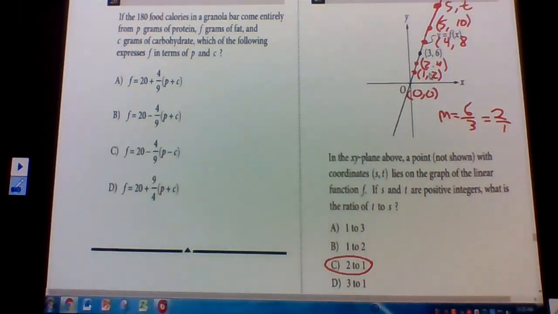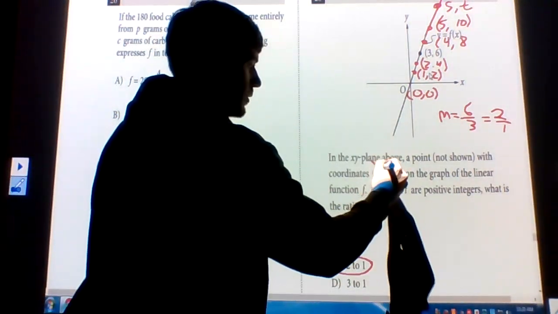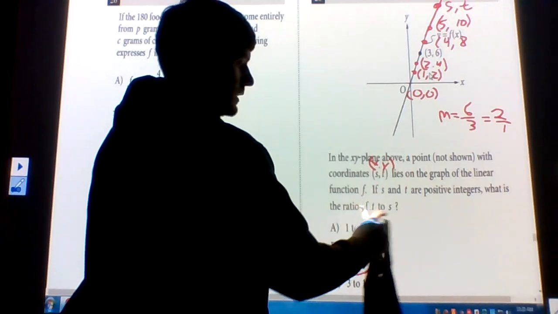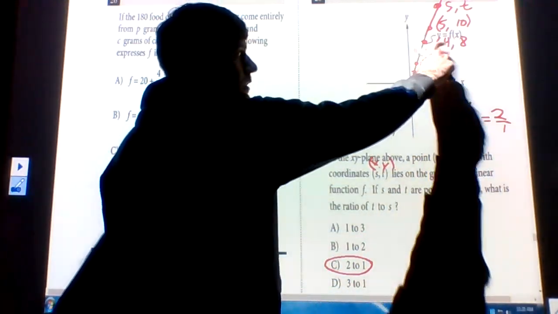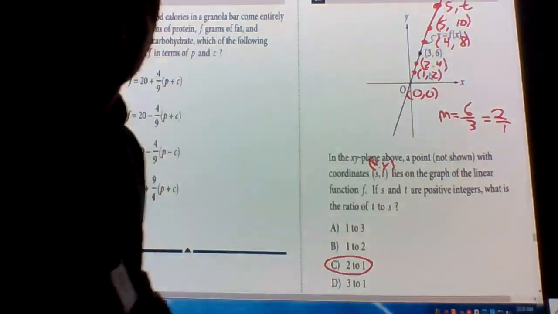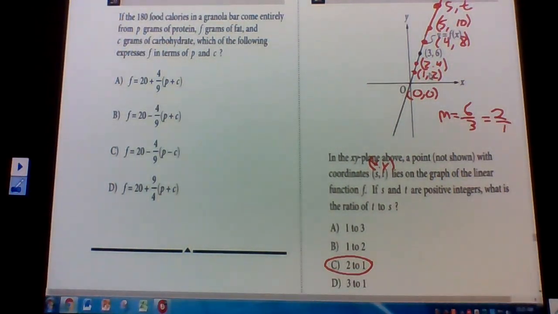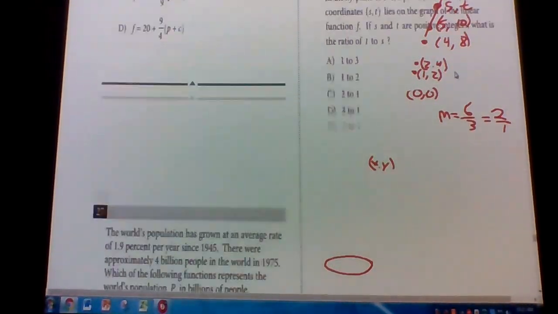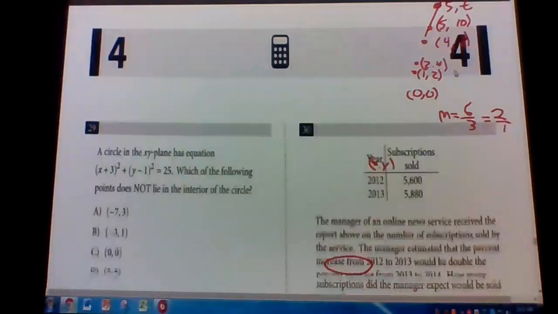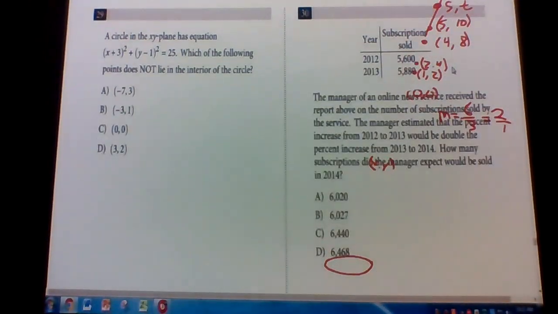T is your Y, right? This would be X, Y. So T to S, your Y value is twice as big as your X each time here. So 28, maybe, I hope that's the answer. C it says, and we did put C, good. That was 28. Two more multiple choice, and then we got the free response.